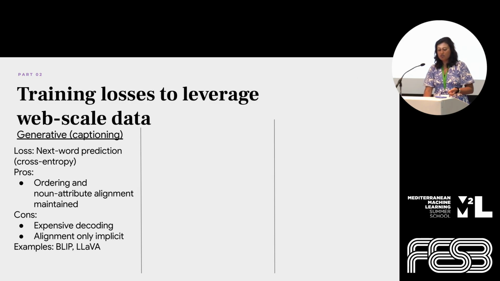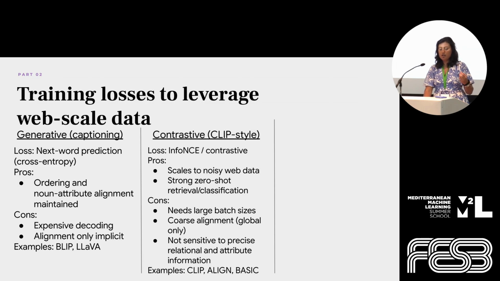Next, CLIP-style training is contrastive. The pros are that it scales to noisy web data and has strong zero-shot retrieval and classification performance. But the cons are that while training, you need much larger batch sizes to learn what you're trying to learn from this loss, and the alignment is only coarse. Like I said, it won't really be paying attention to which nouns have which attributes. Examples are CLIP, ALIGN, BASIC.